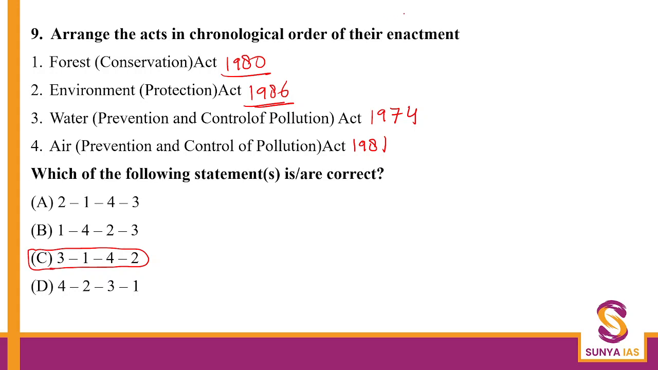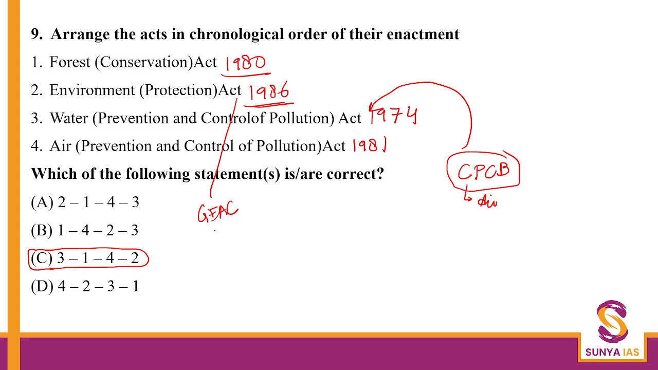Now I'll just tell you, you have a body known as the Central Pollution Control Board. This body is formed because of the Water Prevention and Control of Pollution Act of 1974. Very important. In fact, the CPCB also has powers related to air pollution, but it is created under the Water Act. In this test, we've already seen many questions on EPA, for example, bodies like GEAC and the Central Groundwater Authority.